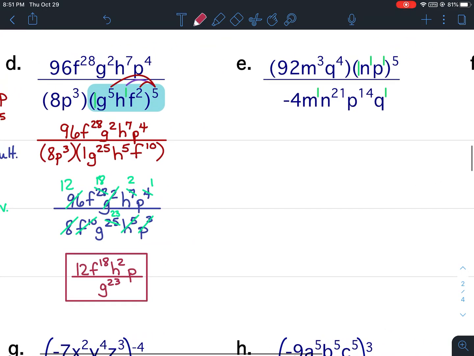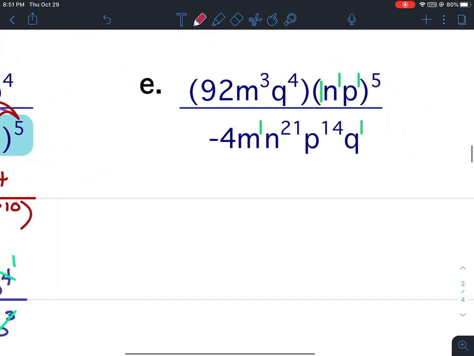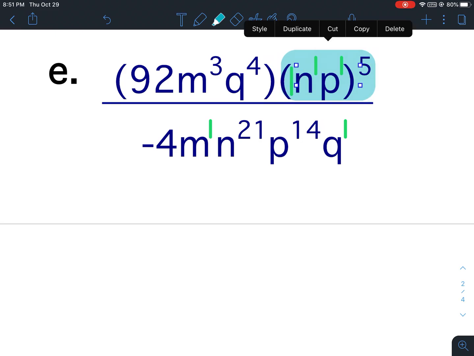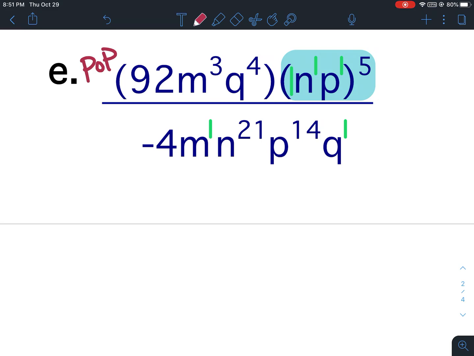All right, example E is the same thing as example D, it's just flip-flopped. We're going to follow the same steps, except these are now going to be in the numerator. So I'm going to start with my power of a product. The hardest part about these problems is recognizing what you need to do. So I need to start with power of a product in the numerator. Again, I'm going to have 1 to the 5th power, and I don't really need to worry about that.